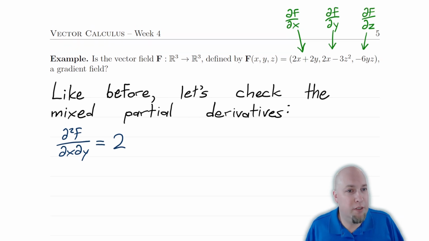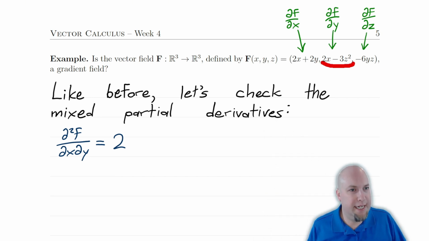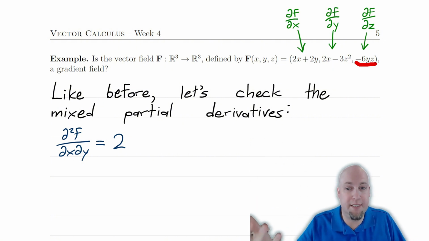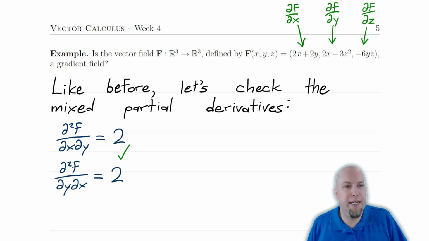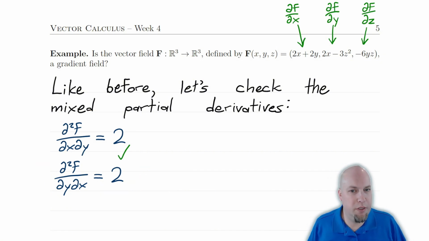We're going to say, okay, first entry, if it were a gradient field, then this must be the x partial derivative of the potential function, this second entry must be the y partial derivative of the potential function, and this third entry must be the z partial derivative of the potential function, if a potential function existed. Let's check the mixed second partial derivatives, just like last time. We compute the y derivative of the x derivative and the x derivative of the y derivative. If we do the y derivative of this, we get 2. If we do the x derivative of this, we also get 2. So yay! The mixed xy second partials agree.